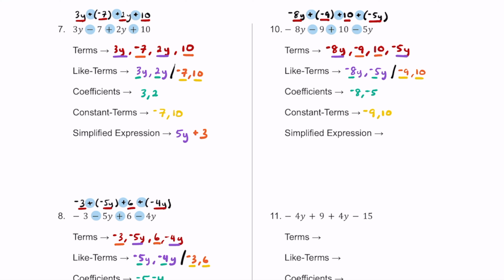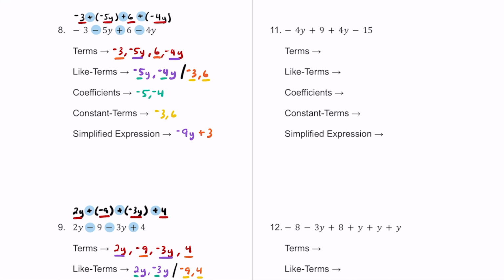Now, if we try to simplify this, we can combine our like terms, add these ones that are like each other. So negative 8y plus negative 5y, we can add their coefficients together. So negative 8 plus negative 5 is negative 13. Okay, so it's negative 13y. And then if we have this negative 9 plus 10, that's equal to positive 1. So we go ahead and write plus 1. This is as simplified as we could write this expression.